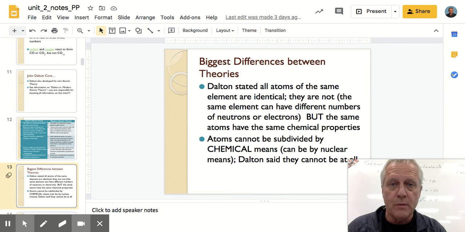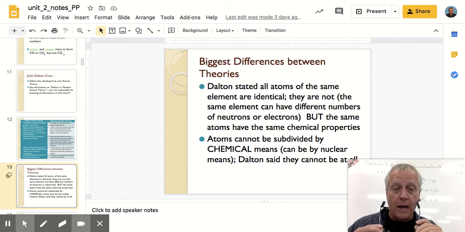Also, we know much more about nuclear chemistry, where we know that we can actually destroy an atom or turn it into energy through nuclear reactions.